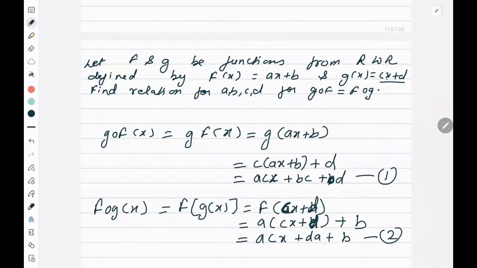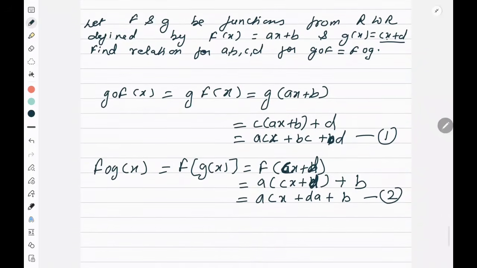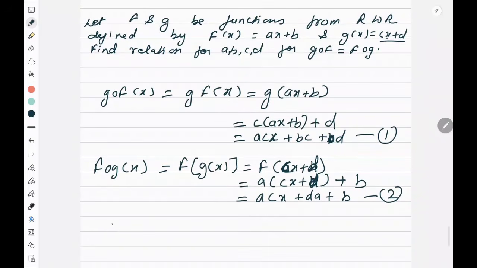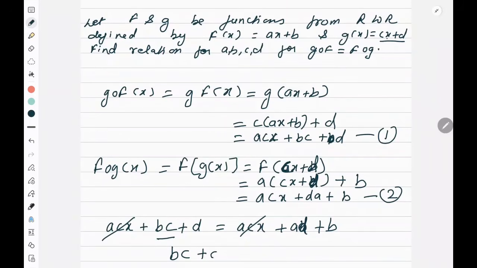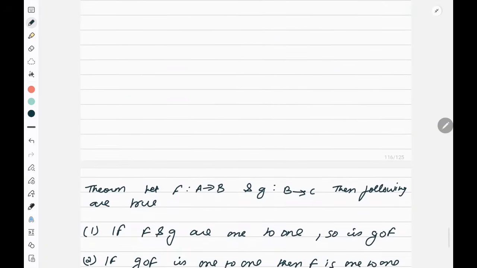So I got two equations. Now as per the given information, these two are equal, meaning acx plus bc plus d is equal to acx plus ad plus b, right? So acx is gone. So this is the condition: bc plus d is equal to ad plus b is the condition for GOF to be equal to FOG, right? Now come to the next question.